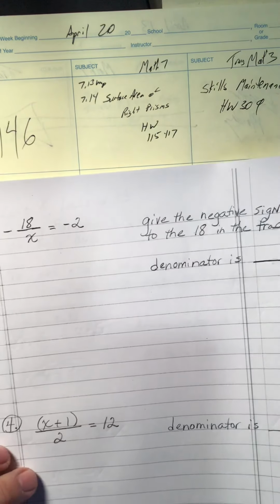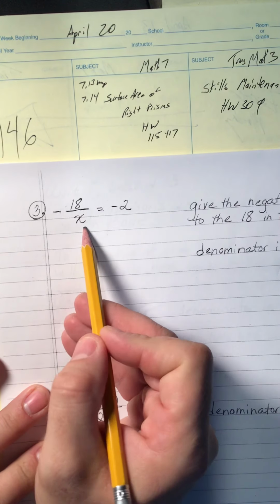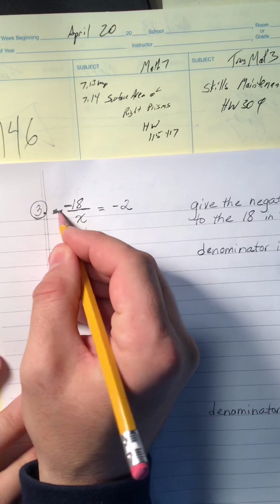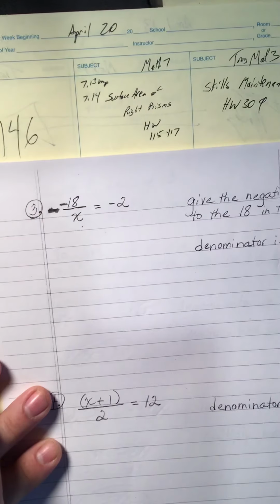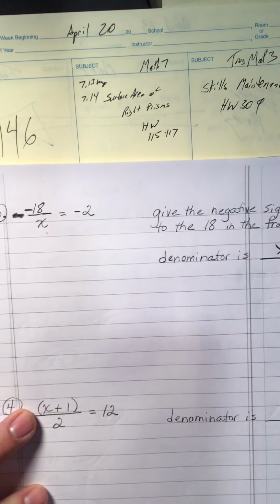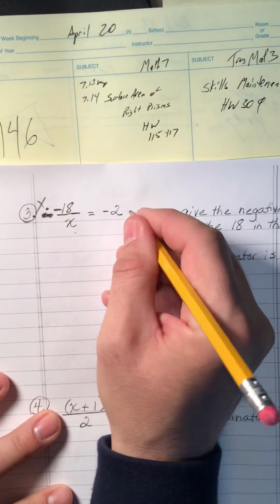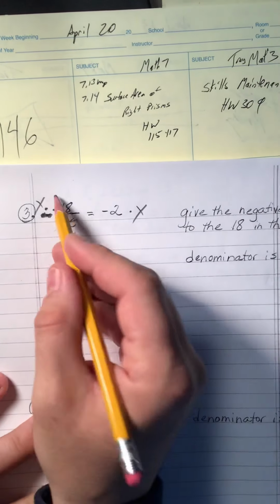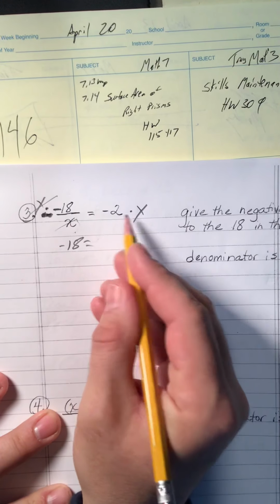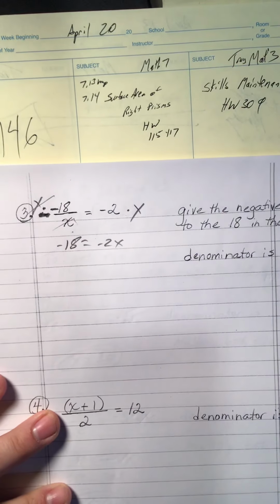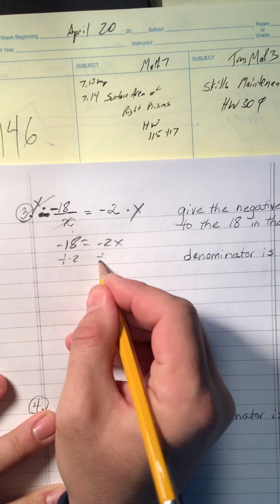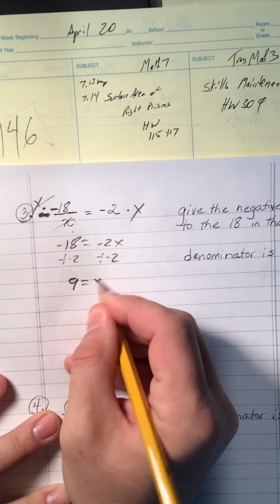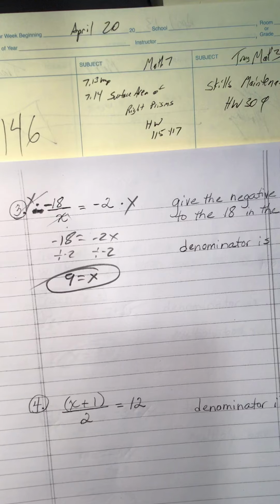Next one, it says give the negative sign to the 18 in the fraction. It doesn't matter where the negative goes. It's just easiest to put it on top with the number, so I just kind of scribbled it out there. The denominator here again is x, so I need to multiply both sides times x. It cancels out on the left side, and I get negative 18 equals negative 2 times x, which is negative 2x. So negative 2 times what is negative 18? I have to divide by negative 2, and you should get a positive 9.